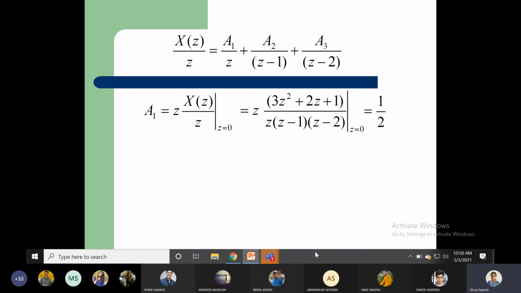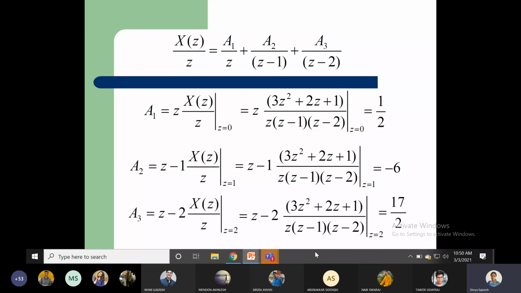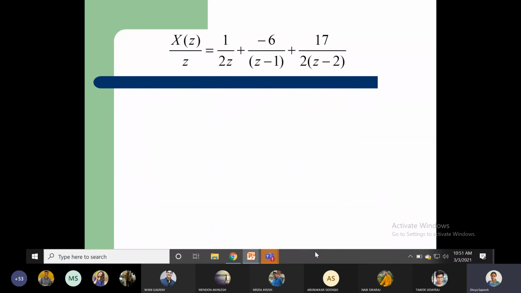Similarly, by partial fraction method, the second case will be z minus 1 into x of z by z. There you put z as 1, you will obtain a2 as minus 6. Third case is a3 will be equal to z minus 2 into x of z by z. There you put z as 2, you will obtain 17 by 2. So you got a1, a2, a3 as half, minus 6 and 17 by 2. Substitute in that x of z by z. If you substitute a1, a2 and a3, you will obtain this equation.